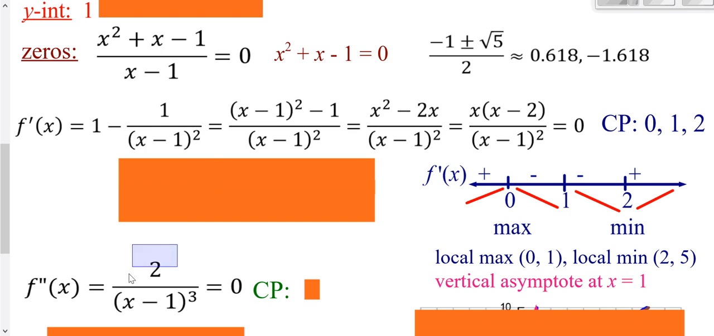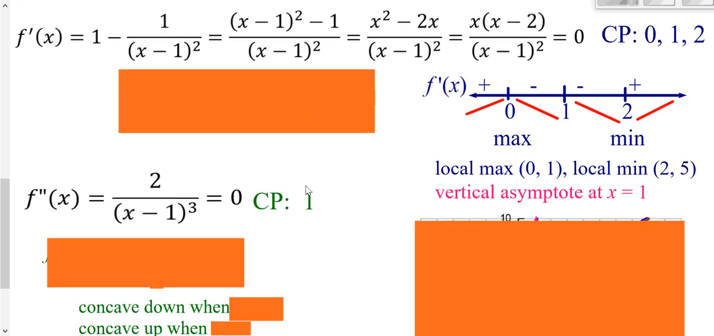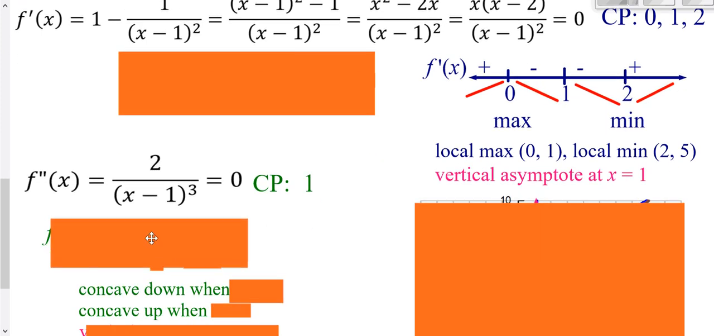Critical points then, when is the top equal to 0? Well, the top's never 0, it's always 2. Well, what will cause the bottom to be 0? Well, 1. So we only have one critical point, and that's 1. So we can put that on a labeled number line.